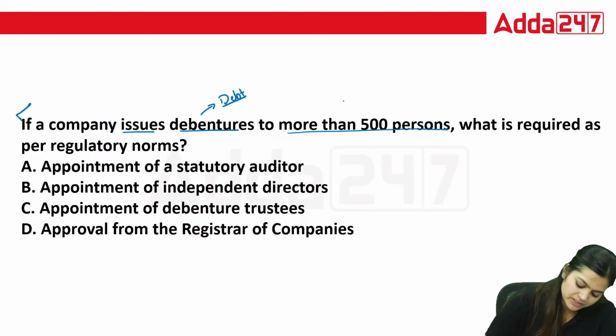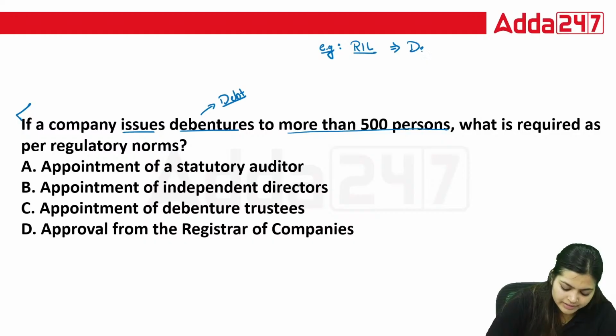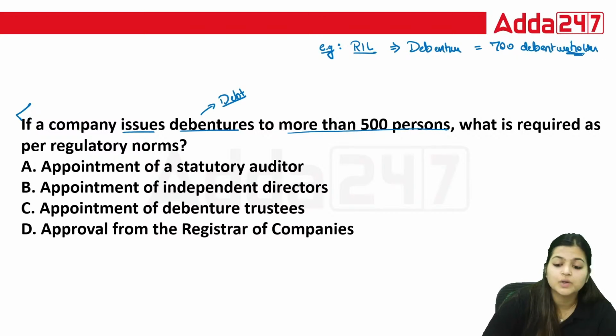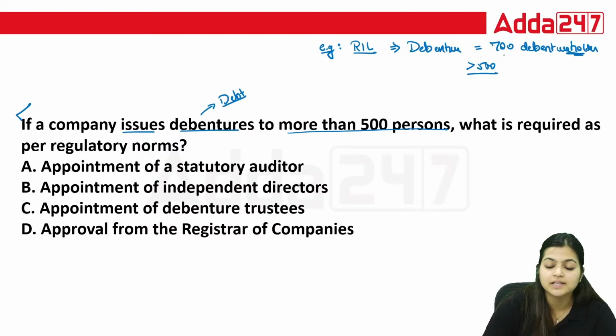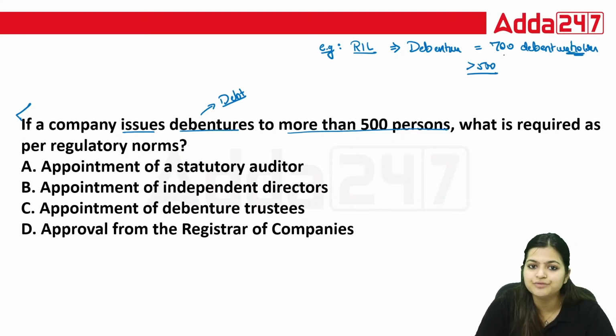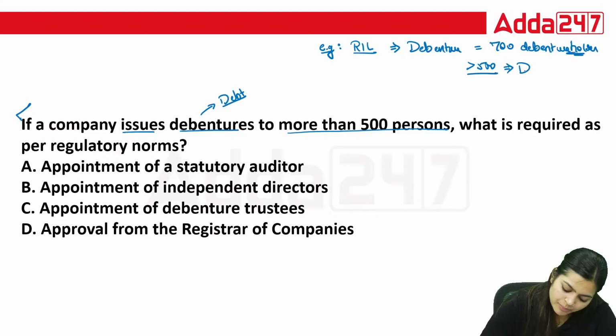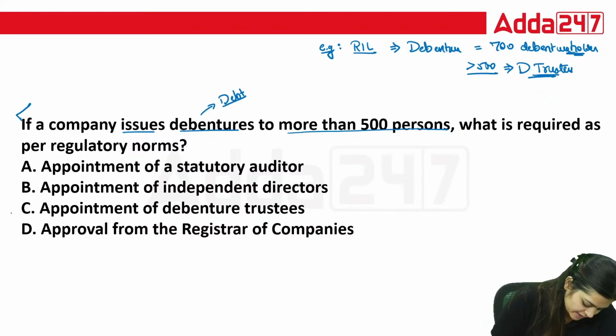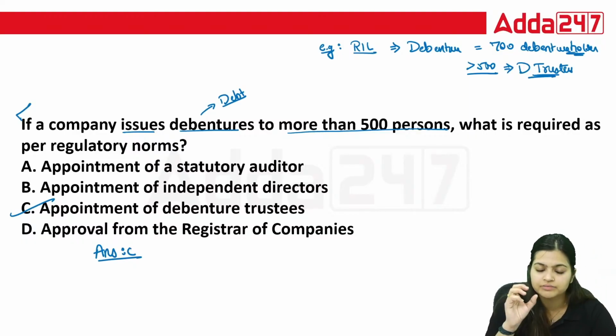So here, suppose this is Reliance Industry, for example. In Reliance Industry, they have issued debentures for suppose 700 debenture holders. Correct? So in this case, as this crosses 500, yes, as 700 is greater than 500, here you are going to appoint a debenture trustee. So your correct answer is answer C. This one is your direct question based on that regulatory norm.